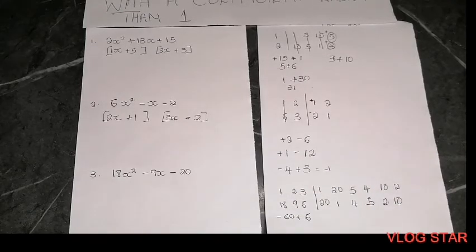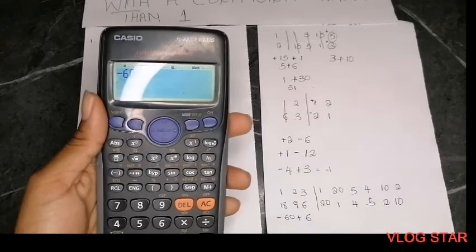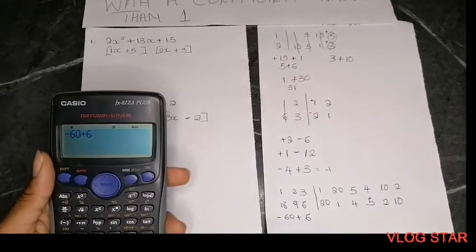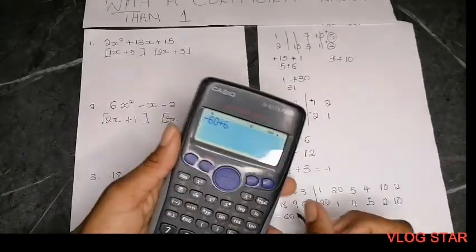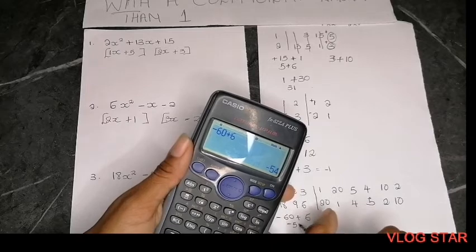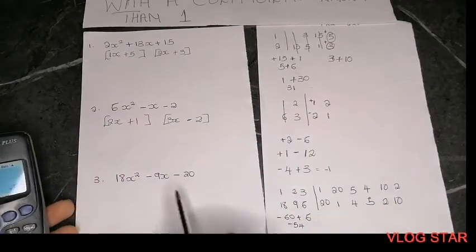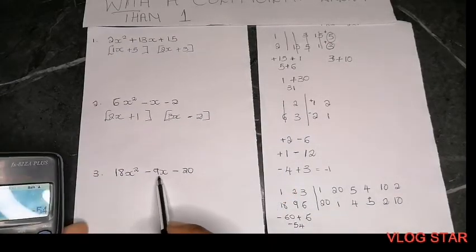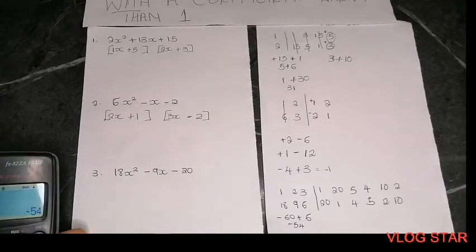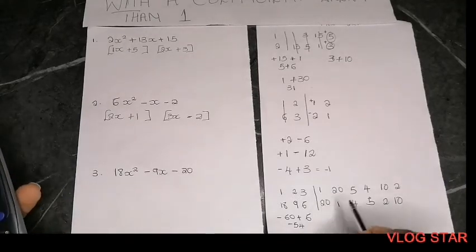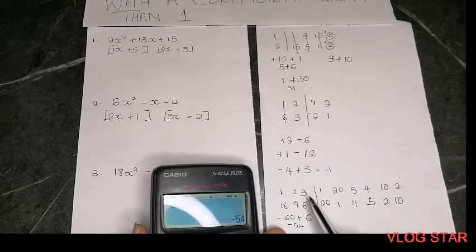So negative 60 plus 6, I'm just using my calculator. Negative 60 plus 6 is negative 54. So is our middle term negative 54? No, meaning that it is not working for us, this one. And then we're going to move on.